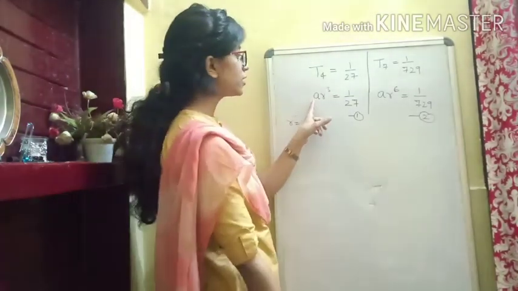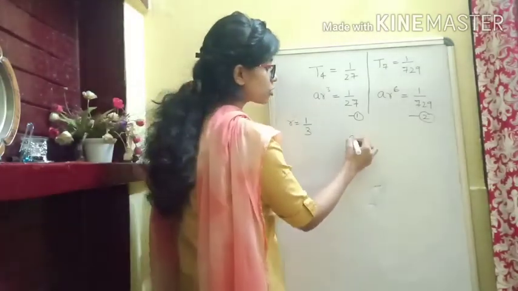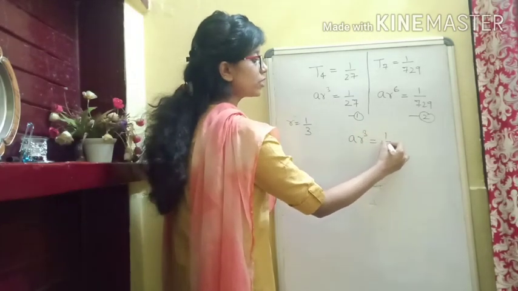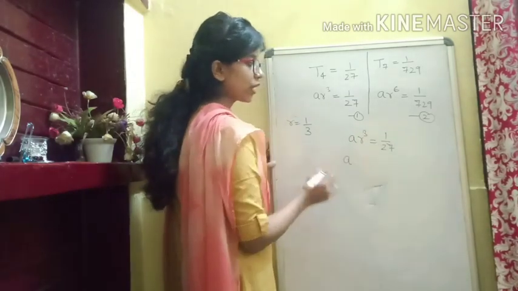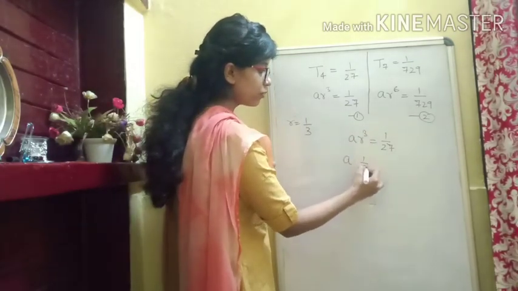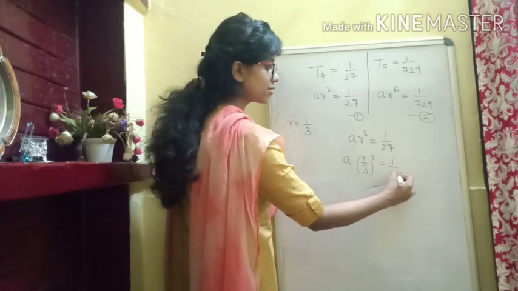Now since we have calculated the value of r here, next is to calculate the value of small a. Let us put the value of r in equation 1. What is our equation 1? That is ar to the power 3, 1 upon 27. A, we want to calculate what is r, 1 upon 3 and power 3. So 1 upon 3 to the power 3 equals 1 upon 27.